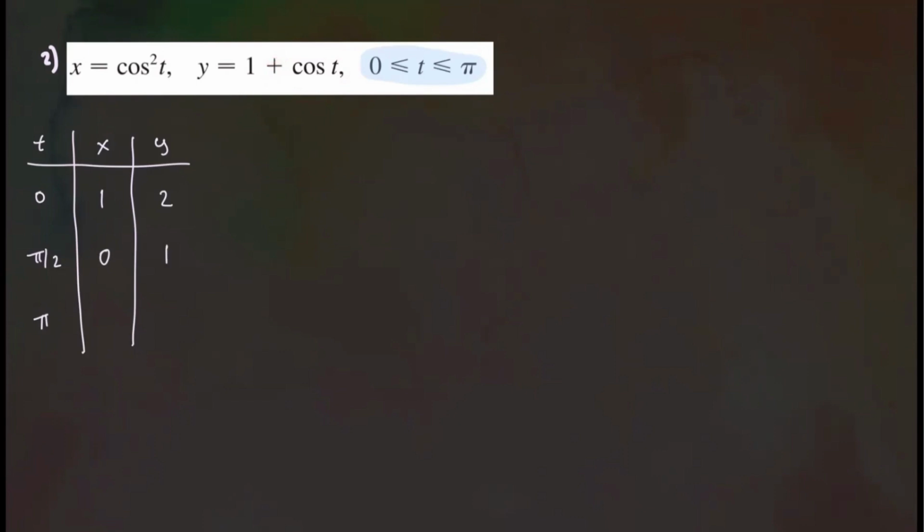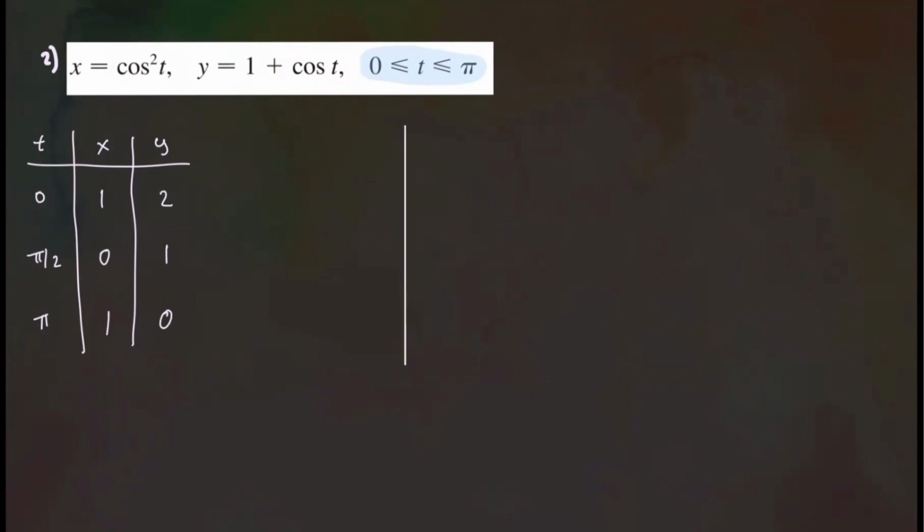And for pi, if you plug it in here, for the x coordinate, cosine of pi is negative 1. When you square it, you'll get positive 1. So we have 1 right here. For the y coordinate, cosine of pi is negative 1. So negative 1 plus 1, that'll cancel out. You'll have 0. All right, so that's how our table looks.